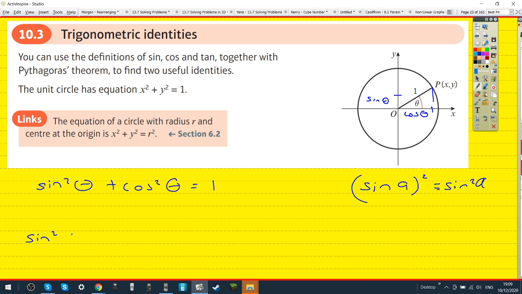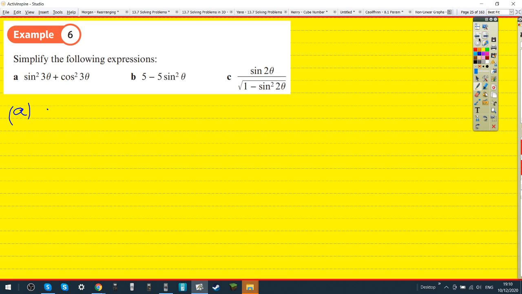Sine squared anything plus cos squared that same thing gives you 1. Is it 1? Yep. Doesn't matter so long as they're the same thing. Let me now do B, but I need to do some teaching first.